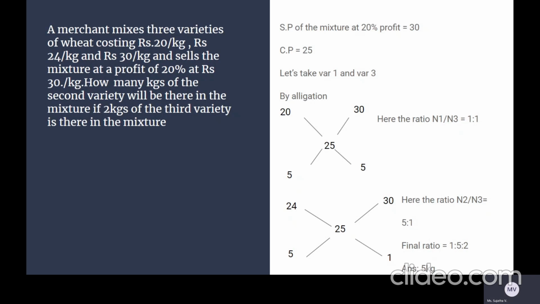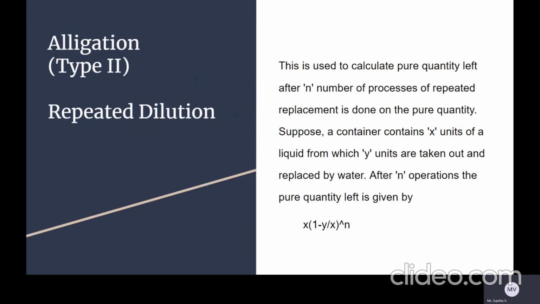Let's move on to another kind of alligation. This is known as repeated dilution. This is type 2 alligation, used to calculate the pure quantity left. I'll explain the situation. Here you have a liquid kept in a vessel, completely filled with the pure liquid.